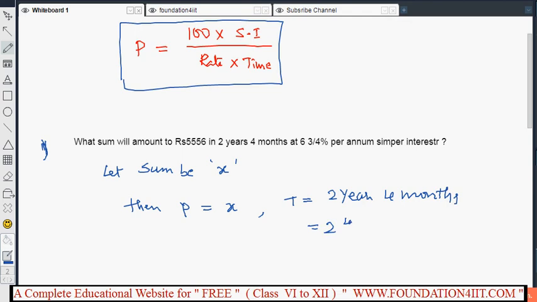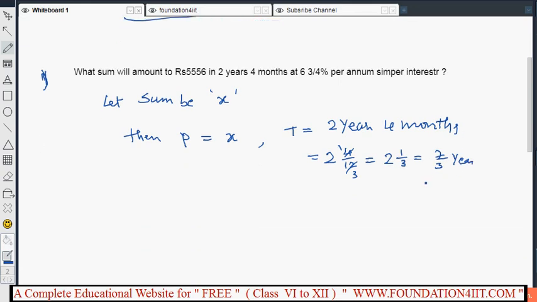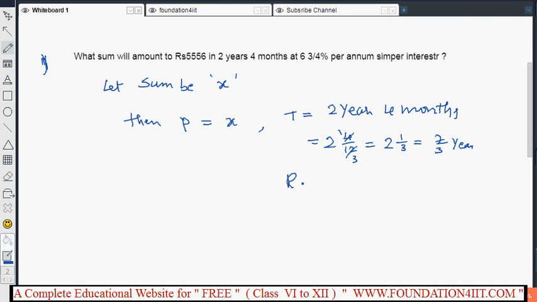That is 2 4 by 12, okay, 2 1 by 3. Cancel this. 2 1 by 3 is 3 twos are 6, 7 by 3 years. That is time. And rate percent is also given. Rate is equal to 6 3/4 percent. 6 4s are 24, so you can simplify this. 27/4% is the rate percent.